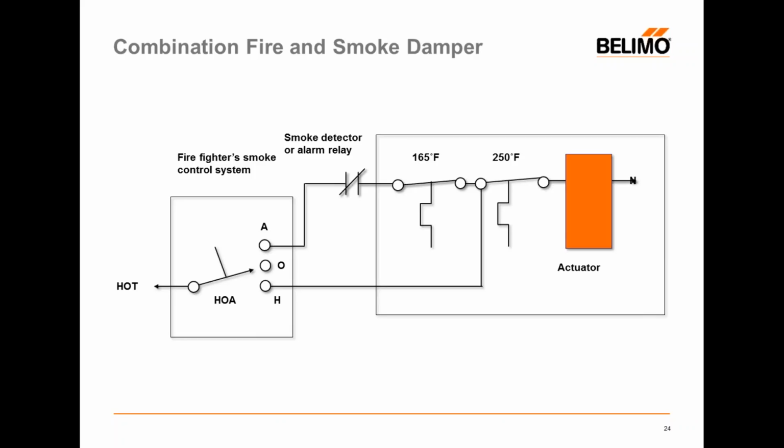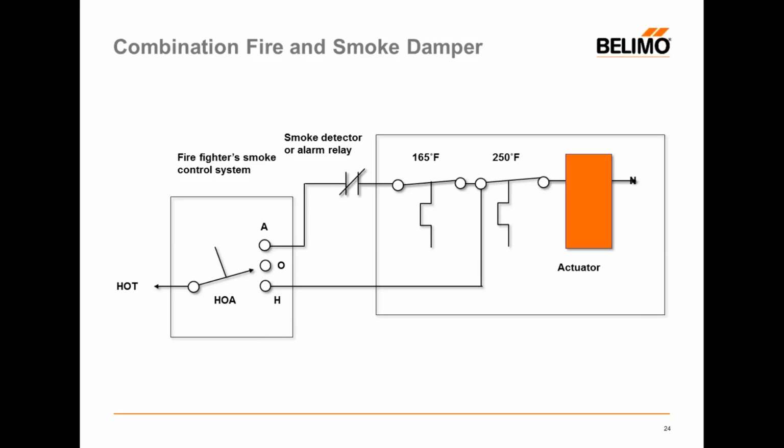If we switch to auto, we are in normal fire smoke control operation. So our duct detector has a normally closed set of contacts. Power runs through those closed contacts. Then we run through two high limit switches in this case. The first being a 165 degree high limit switch. The second being a 250 degree safety switch. As long as all three of these switches are closed, or the set of contacts in these two switches are closed, the actuator will be in the open position.